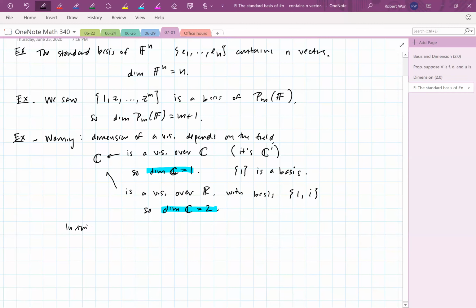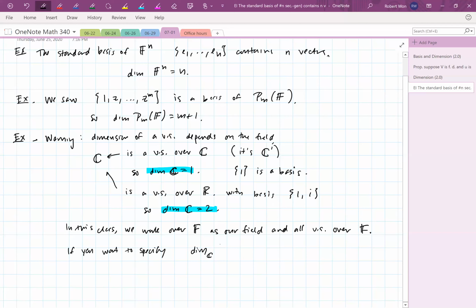So in this class, we just work over F as our field, and all vector spaces are over F. So there's no ambiguity, which is why I can make this definition and just write dimension. But in the future, you might want to be very specific about what field you're talking about. So if you want to specify, you might use a subscript C to say that the dimension as a C vector space is 1, but the dimension as an R vector space is 2. This is just a technical point, but even technical points are worth saying. The field that you work over matters.